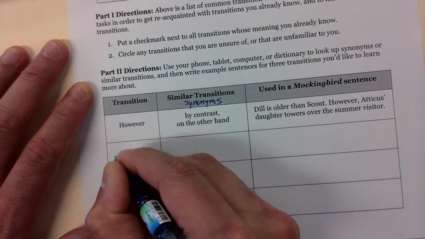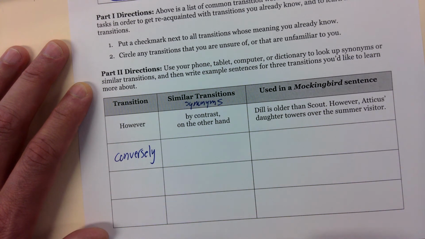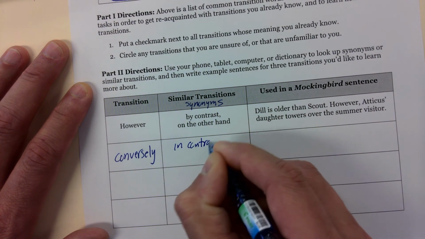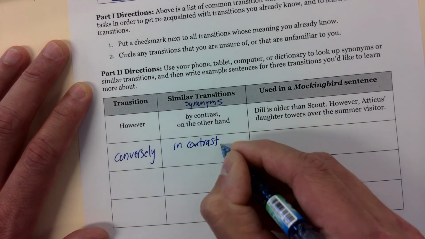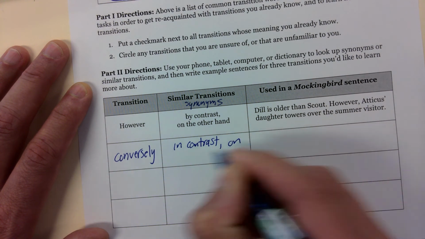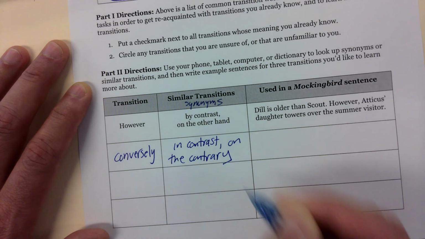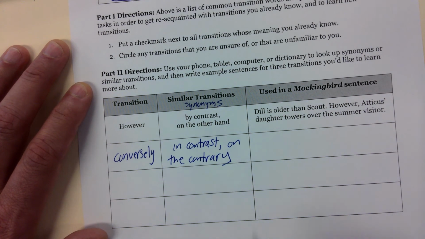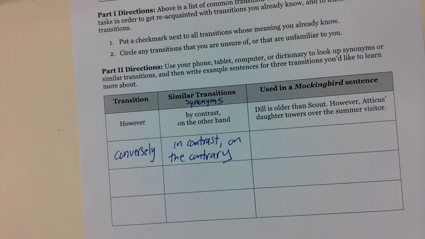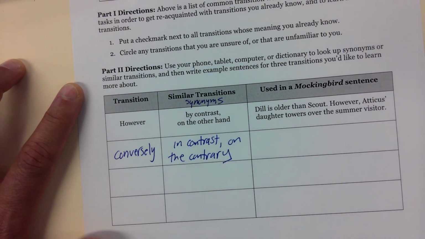So we've got conversely. It means in contrast. On the contrary. And as I look above, I see that however means by contrast, and conversely means in contrast. That's the same thing. So then you could almost lump all of these words as meaning essentially the same thing.